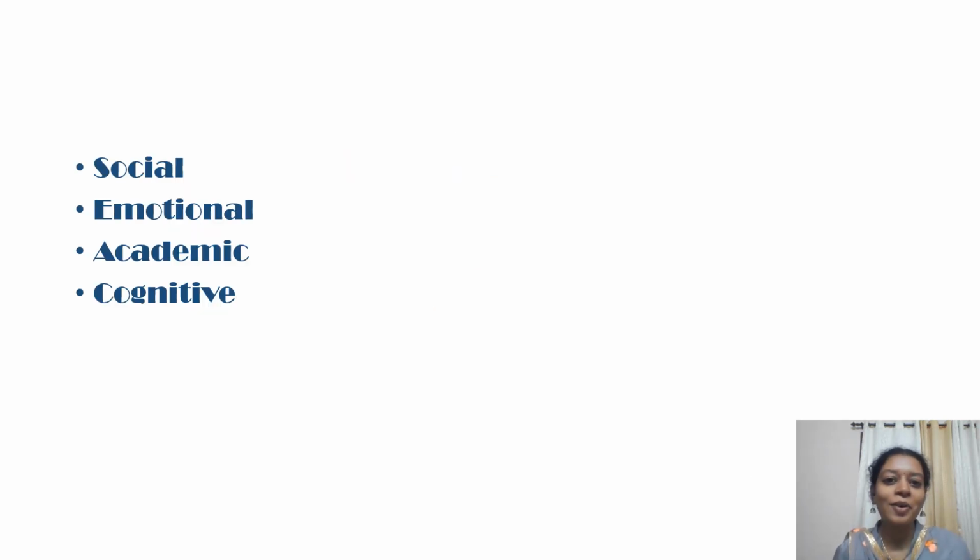So, we will explore adolescent and adult learners' characteristics through four key dimensions: social, emotional, academic, and cognitive. I will describe some features, and as we go along, you can connect each one to either an adolescent or adult learner. Okay, so let's get started.